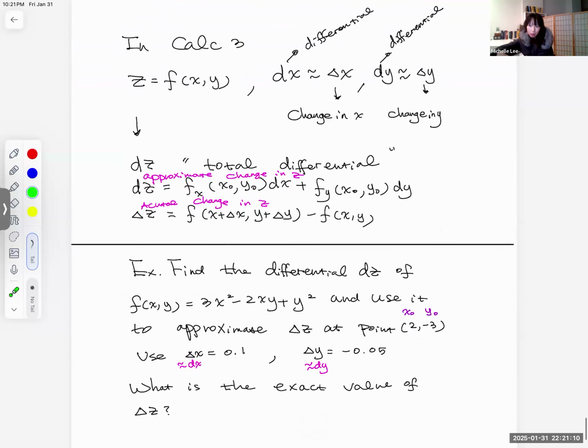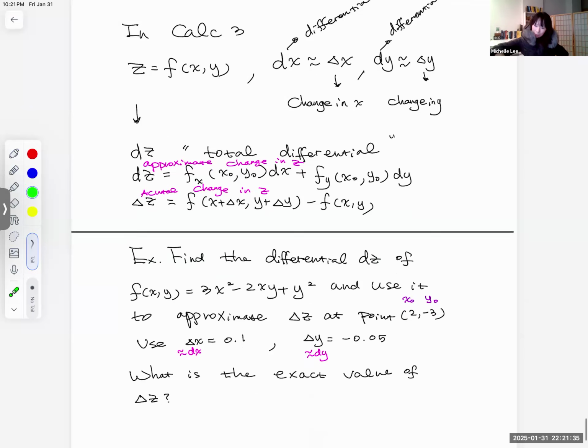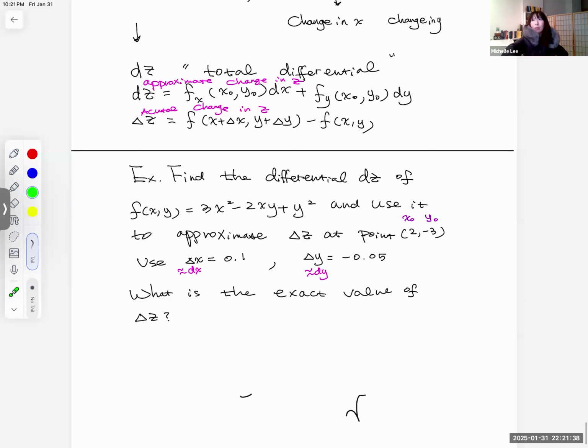Find the differential dz of the function and use it to approximate delta z at the point x naught, y naught, which is 2 and -3. Use delta x equal to 0.1 and delta y equal to -0.05. And then what is the exact value of delta z? Okay, so this is the last question. Yay, almost done. Okay, so let's do it.